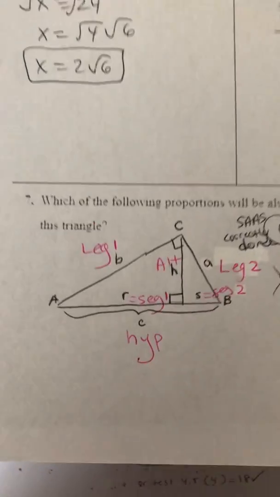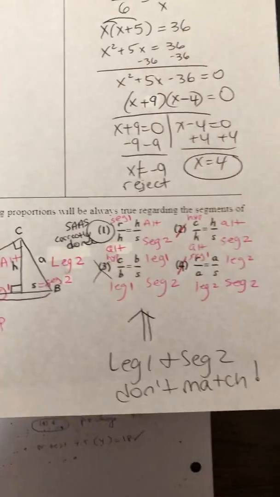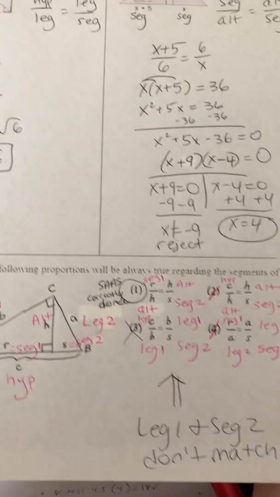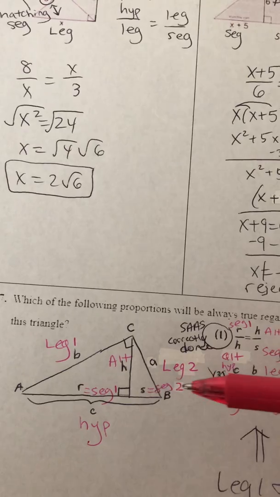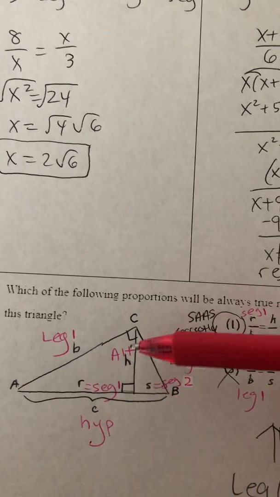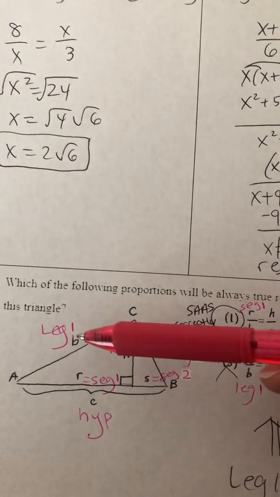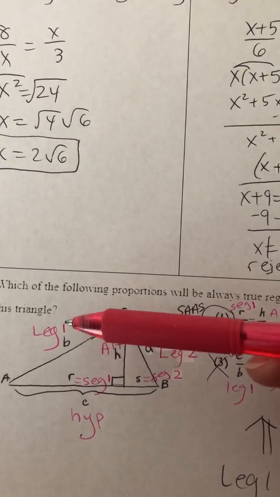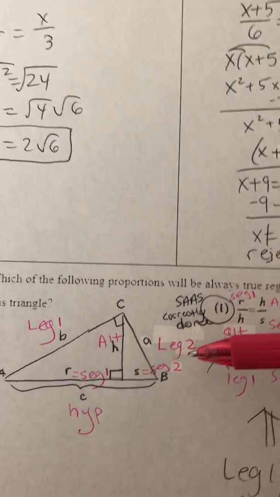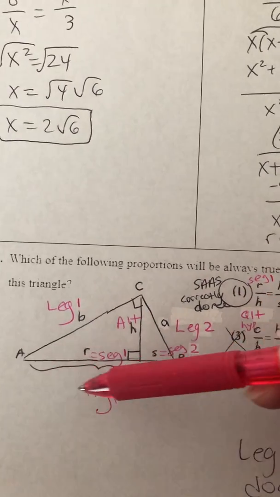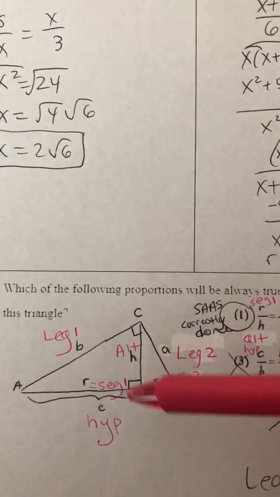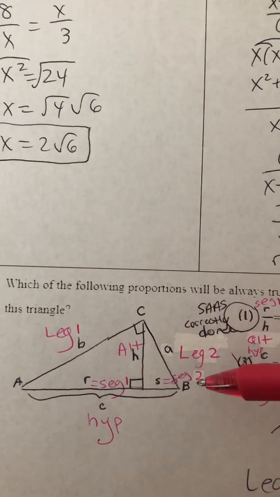The last question is about finding a true statement. We need to make sure we know what all the pieces of the diagram are. The H is the altitude. B is leg 1. I'm just calling that 1 on the left side, whereas the right side I'll call leg 2. The bottom, C, is all the hypotenuse. R is segment 1, S is segment 2.